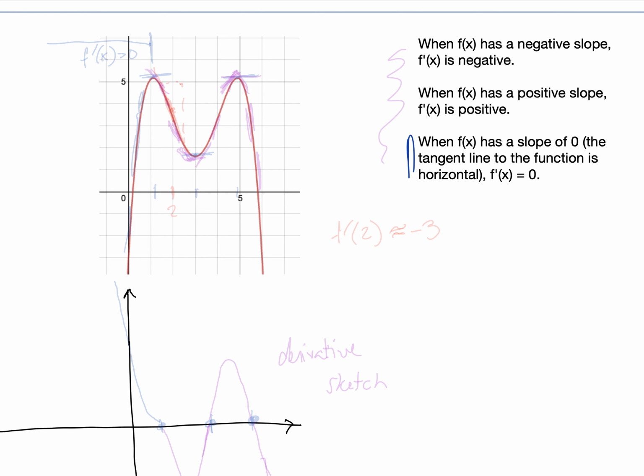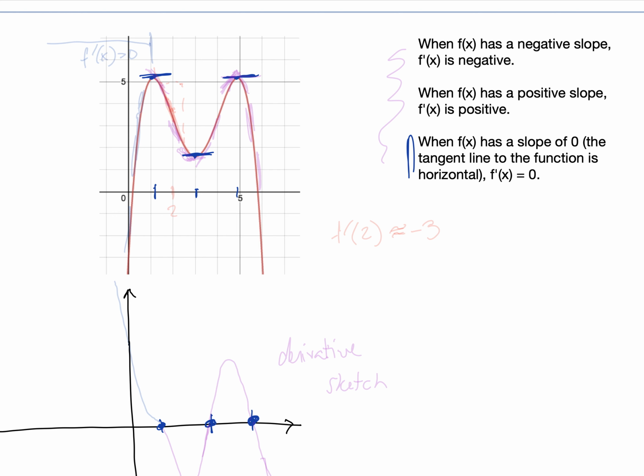I often like to start off and see, are there any places where we've got a horizontal tangent line? Here there are 3 such places. So here, here, and here. Those are all places where the tangent line to the curve is horizontal. So those are places where the derivative is going to be 0. So a little bit after 1, right around 3 and just before 5, the graph of the derivative will be 0 at each of those points.